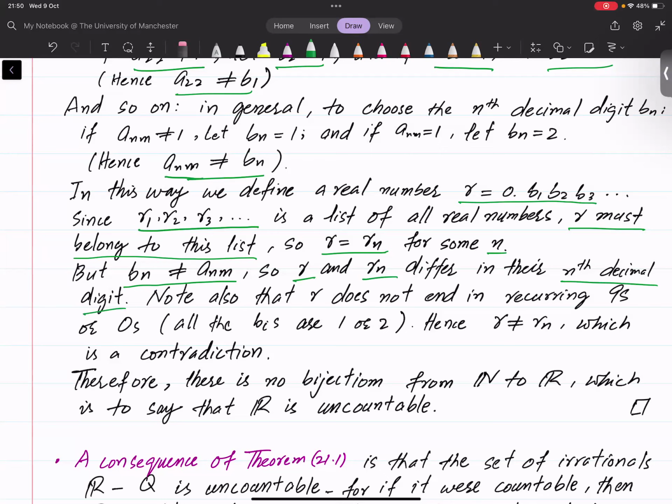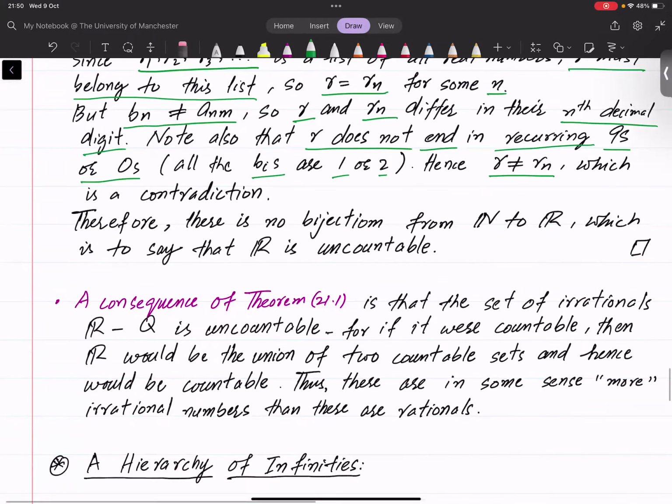Note also that R does not end in recurring nines or zeros. All the Bi's are either 1 or 2. Hence, R cannot be equal to Rn, which is a contradiction. Therefore, there is no bijection from N to R, which is to say that R is uncountable. And this is a very nice way of proving R is uncountable.